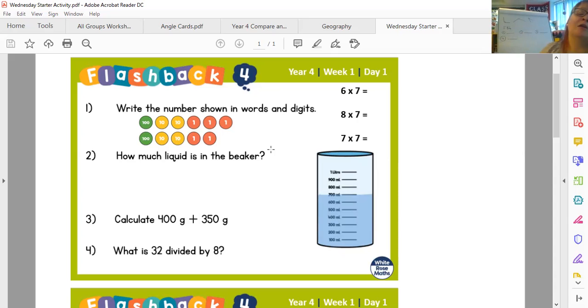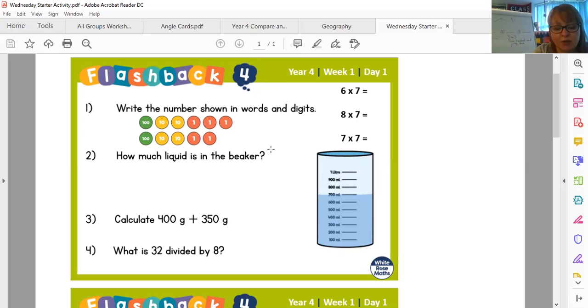So the first one is just asking you to write the number shown in words and digits. So that's asking you, if it was 343, to write the actual number in digits, 343, or to write it in words. So writing 300 and 43. We always put a hyphen between. Now that's not that answer, but I'm not giving that one to you.